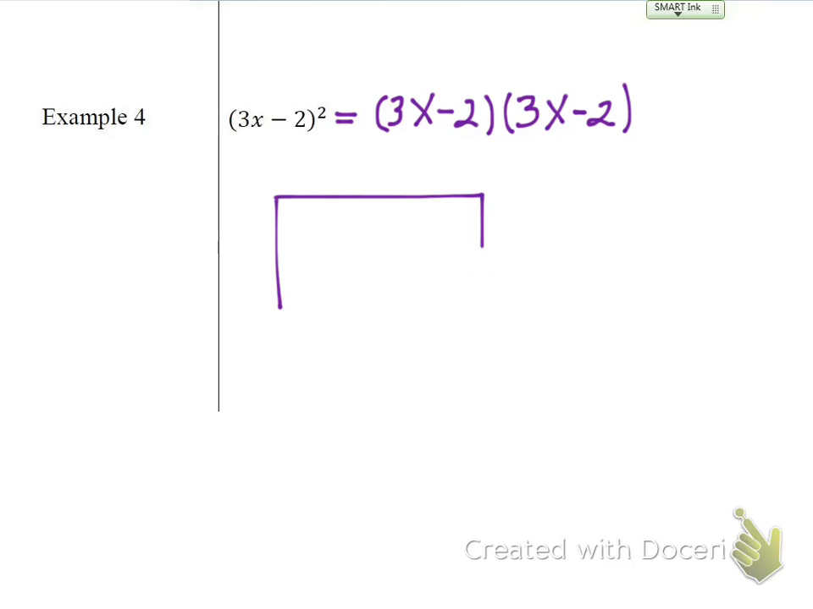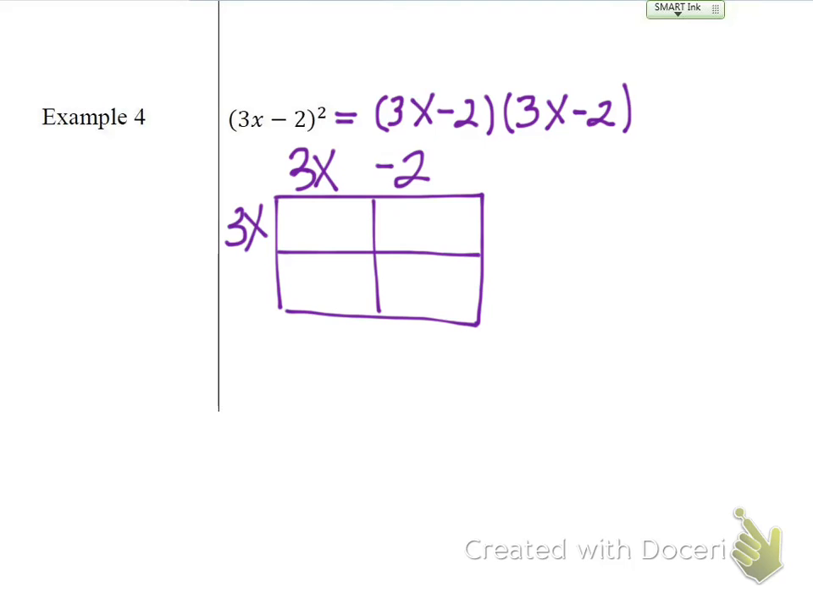So you set up your box. If you want to use FOIL, you can. You don't have to use the box. We have 3x minus 2 and 3x minus 2. Guys, what's 3x times 3x? 9x squared. 3x times negative 2 is negative 6x. Negative 2 times 3x is negative 6x. And negative 2 times negative 2 gives me 4. And then your last step is to combine like terms.